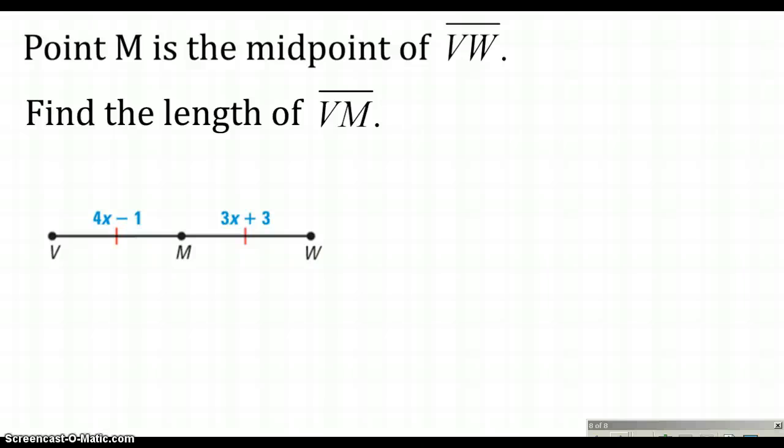Last problem has a little algebra in it, so if you haven't done any algebra in a while, just try your best. Pause this video, try the problem first, and then come back to my work.